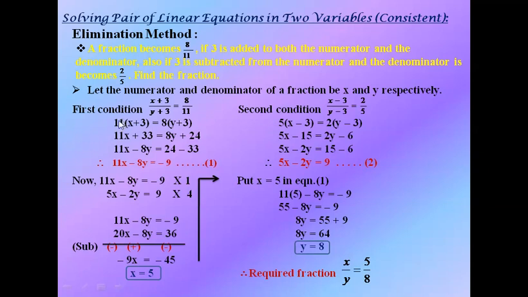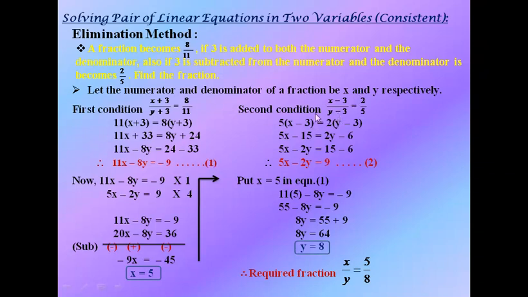By solving the first condition, cross multiply this, that is 11 into x plus 3 is equal to 8 into y plus 3. Multiply 11 to both these terms, that is 11x plus 33 is equal to 8y plus 24. By grouping the like terms, 11x minus 8y is equal to 24 minus 33. It terminates to 11x minus 8y is equal to minus 9. Let us call this equation 1.